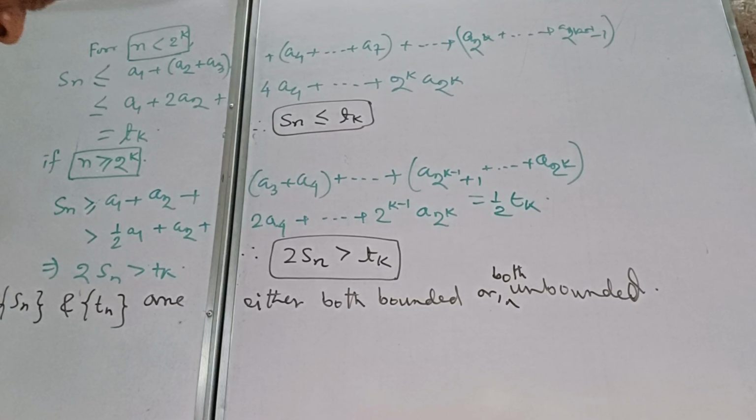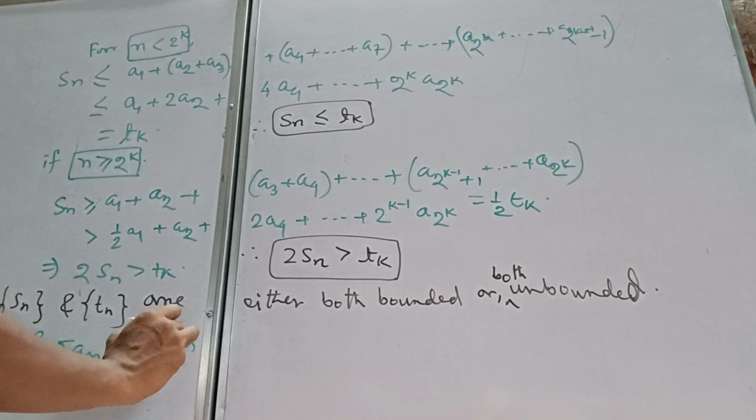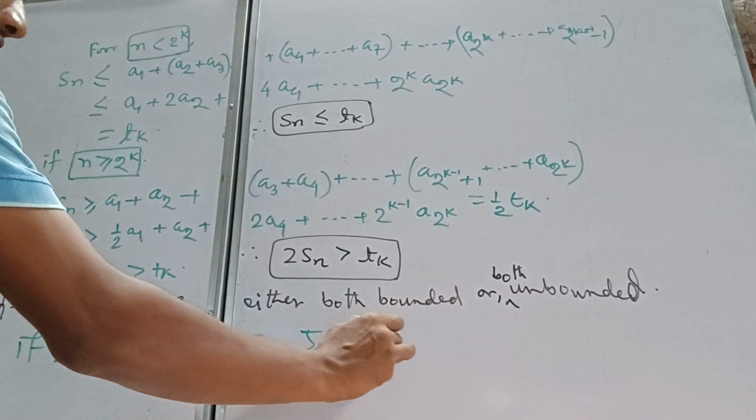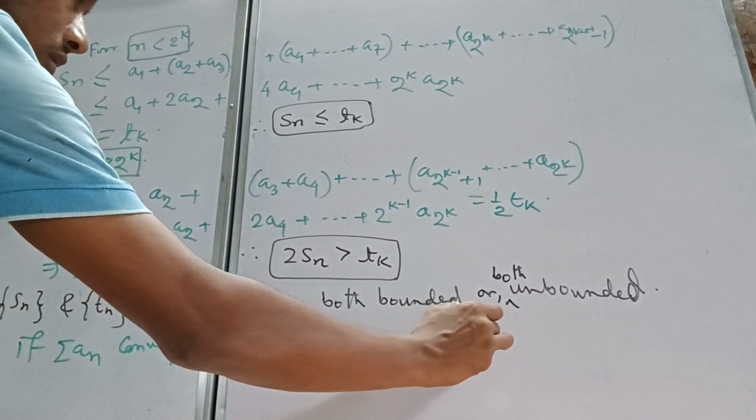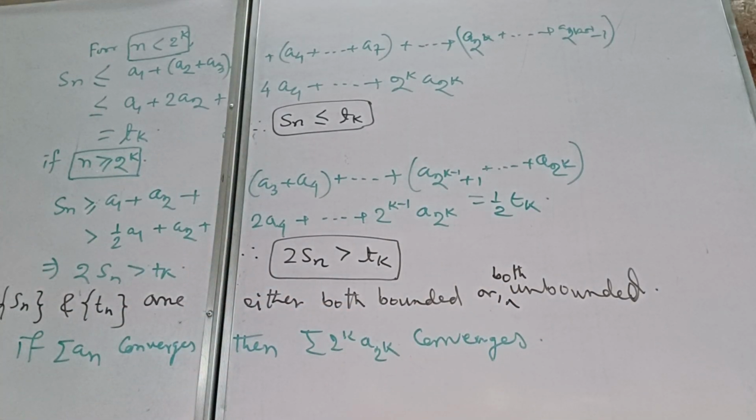That means boundedness of partial sums. That means a partial sum from a bounded sequence is convergent. Okay, that means if a_n converges, then the summation of 2^k a_{2^k} converges. And conversely, if this one converges, then a_n converges. So we prove this theorem also. Okay, I think not a problem at all.